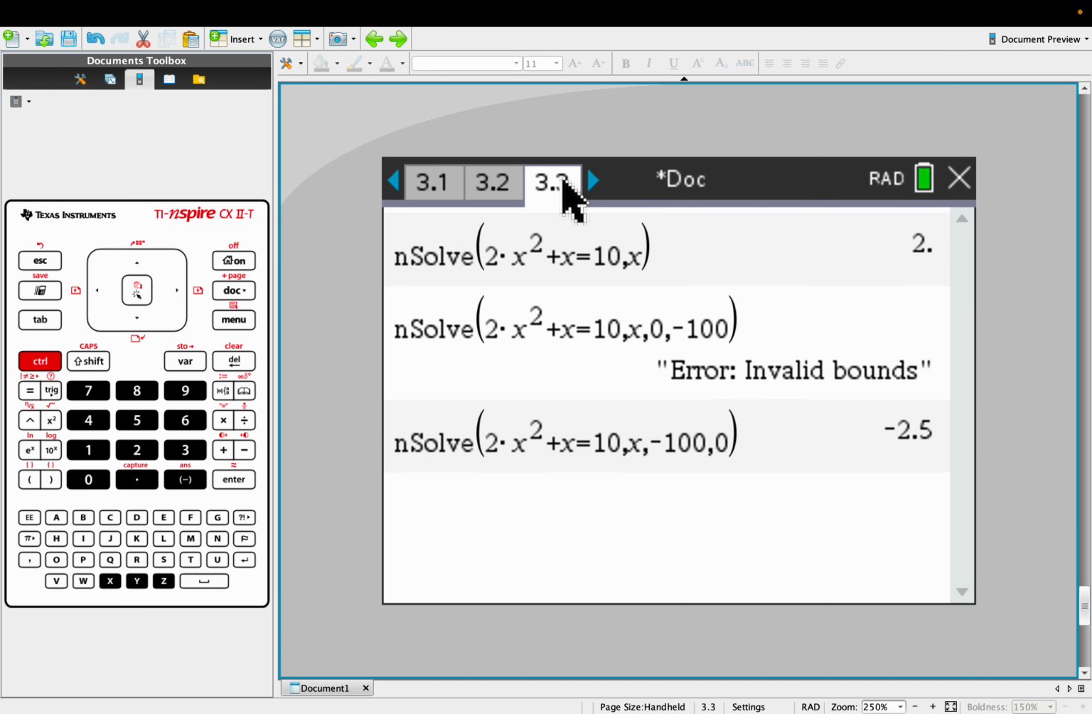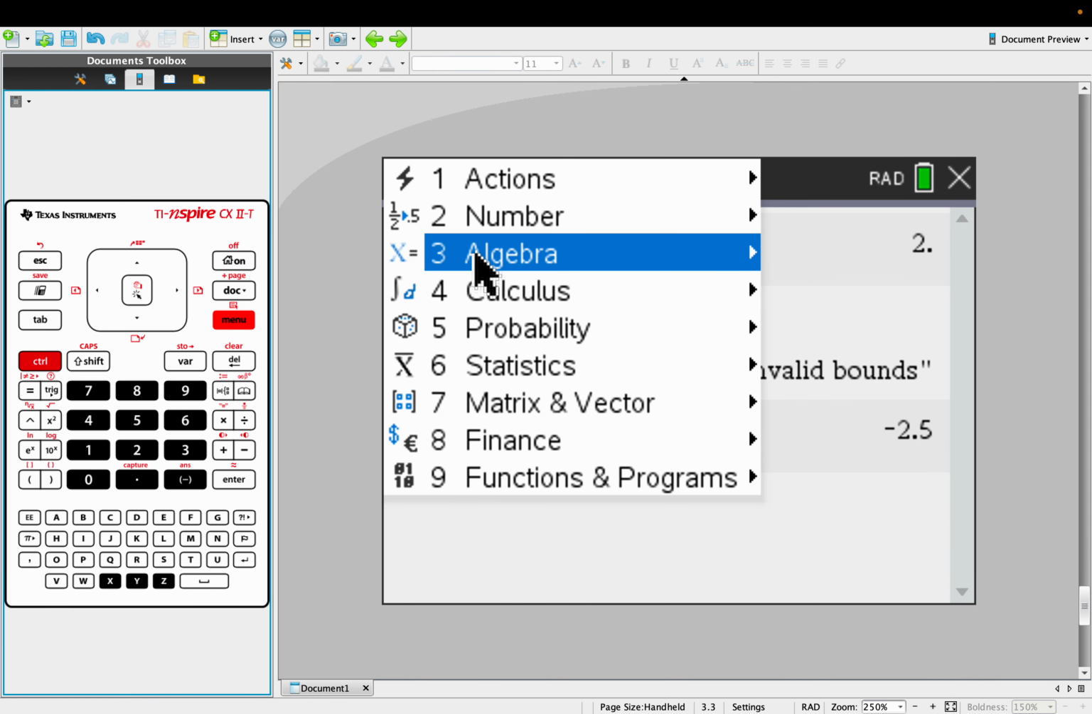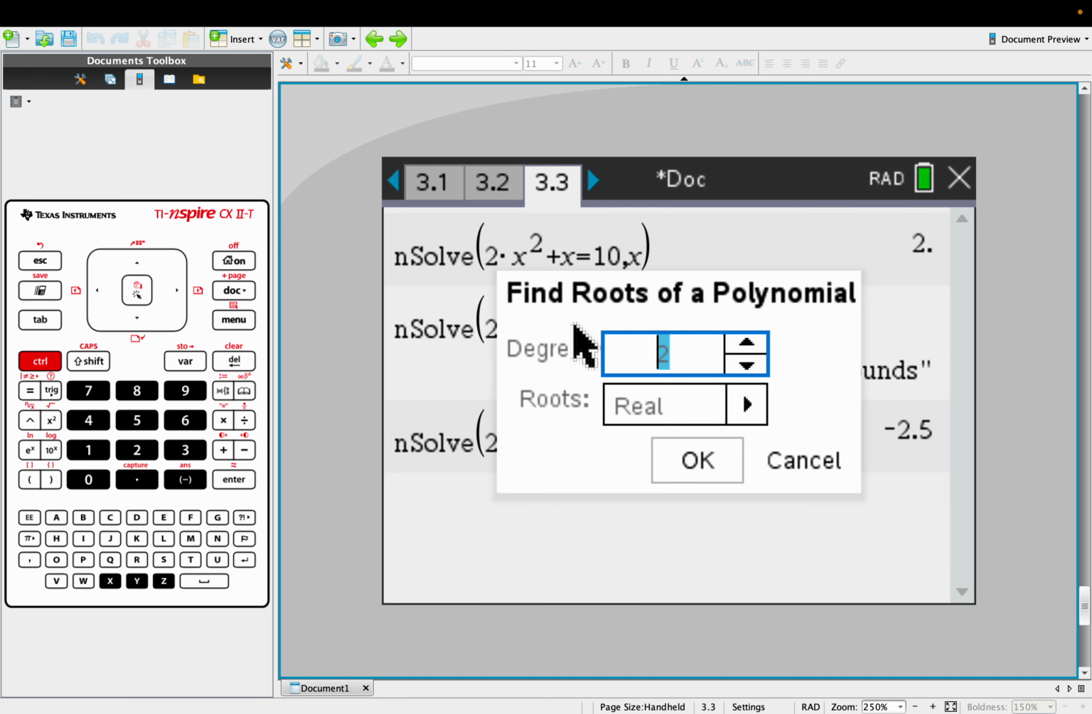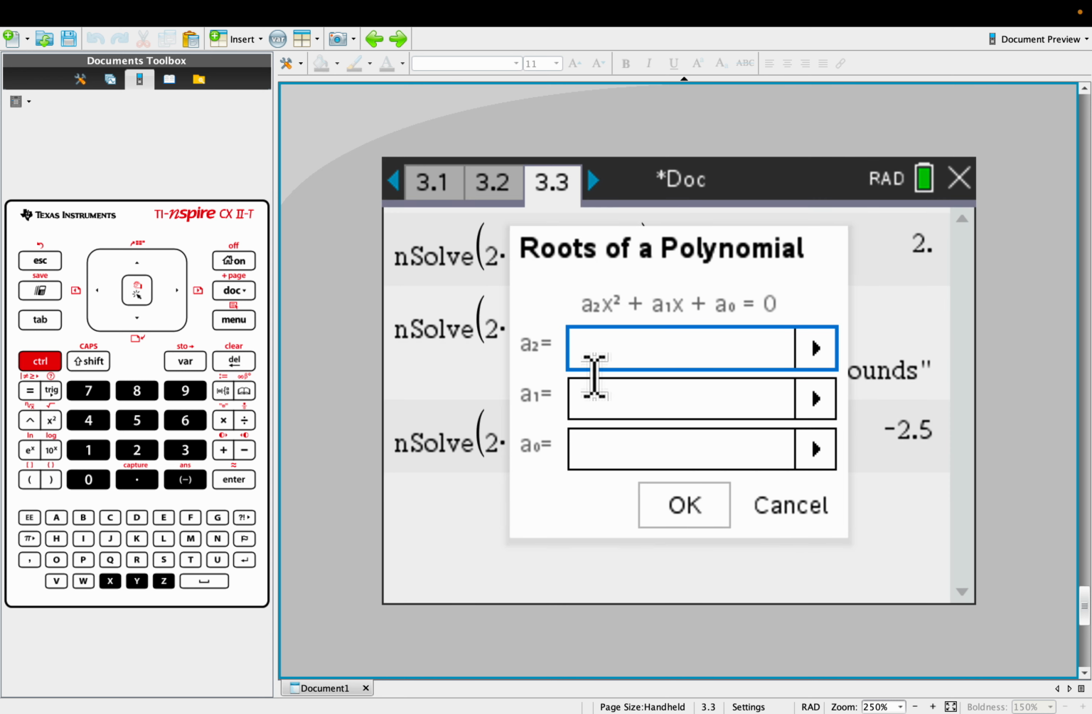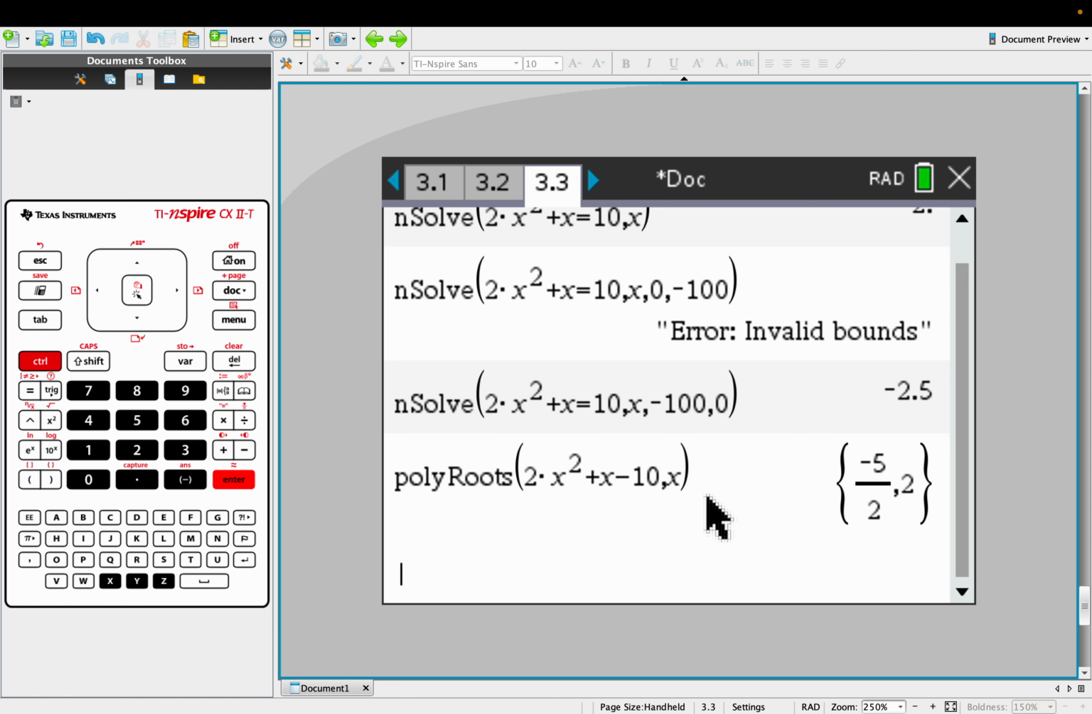So let's go back to it now. Menu, algebra, polynomial tools, find roots of polynomial, degree 2, okay. And this was 2x squared plus 1x minus 10. So have a little look. The 2 here tags with how many x squareds, the 1 tags with how many x's, and the negative 10 tags with just the constant at the end. Press OK, off we go, bada bing, bada boom. So this is negative 2.5 and 2.